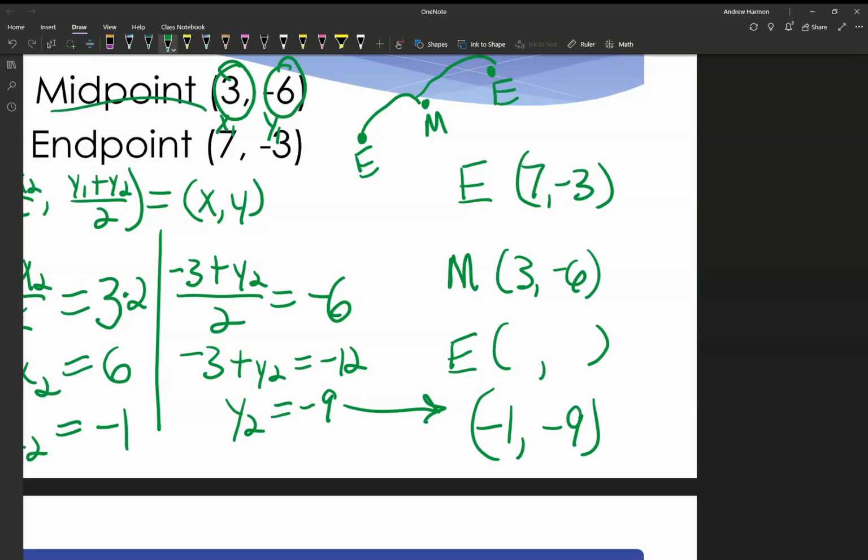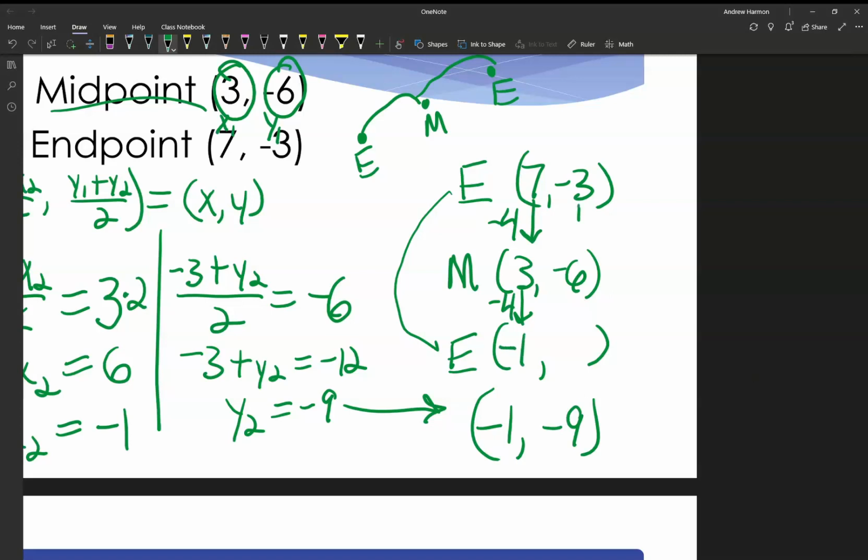So I know that a midpoint is directly in the middle of my 2 endpoints. So my thought is, if I can find out how to get from 7 to the midpoint, 3, then if I do that again, that'll get me to the other endpoint, because the distance between both endpoints should be the same. So 7 to 3, that's subtracting 4. So if I subtract 4 again from 3, it gives me negative 1.